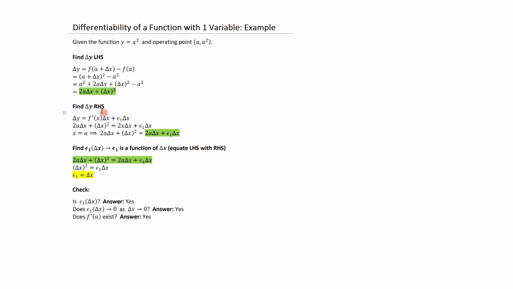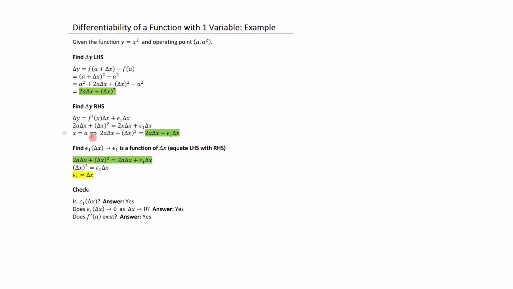Then we find delta y on the right-hand side. On the right-hand side, we have delta y as f prime of x delta x plus epsilon 1 delta x. Of course, the objective is to figure out what epsilon 1 is. If we make the substitution for f prime of x, then we end up with 2a delta x plus delta x squared, and this is equal to 2x delta x plus epsilon 1 delta x. Now we let x go to a, in which case the term involving x becomes a, and we end up with 2a delta x plus epsilon 1 delta x, which is the term you see here. So the objective is to find out what epsilon 1 is.